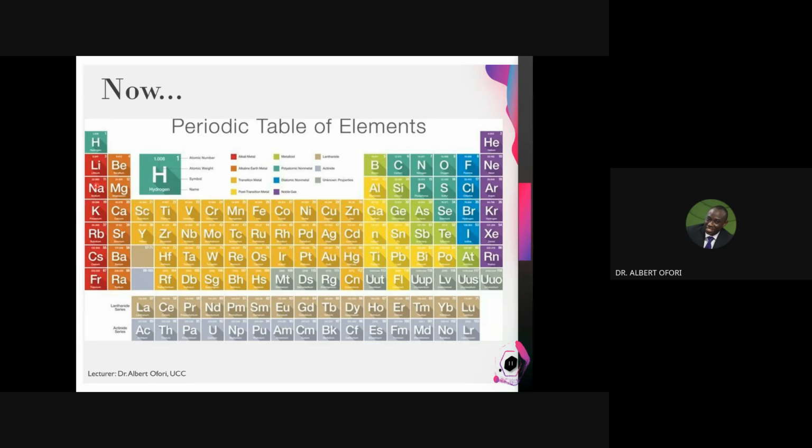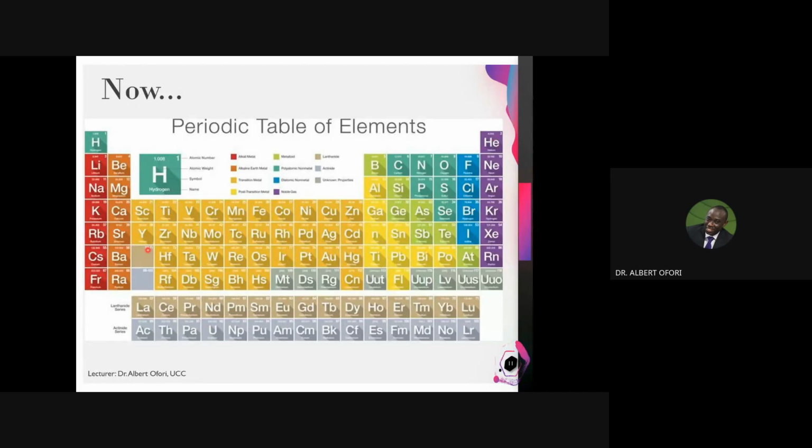Now, if we want to number all together, to get the 18, then we use the Western numbers. That is 1, 2, 3, 4, 5. So the last group will be number 18. So that's how we number the groups on the periodic table.